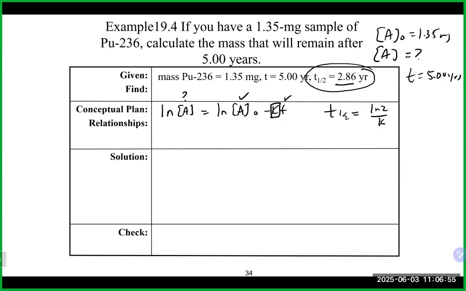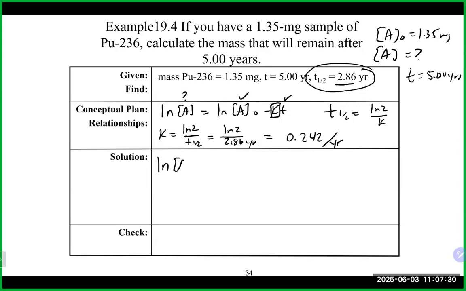So we're going to use our half-life equation to find a decay constant. And again, to do that, we're going to rearrange it, and it'll be the natural log of 2 divided by the half-life. Gives us the natural log of 2 divided by 2.86 years. And that's going to get us here a decay constant of 0.242 reciprocal years. So again, a unit of 1 over time, like we expect for a first order here. Now we have everything that we need to solve.